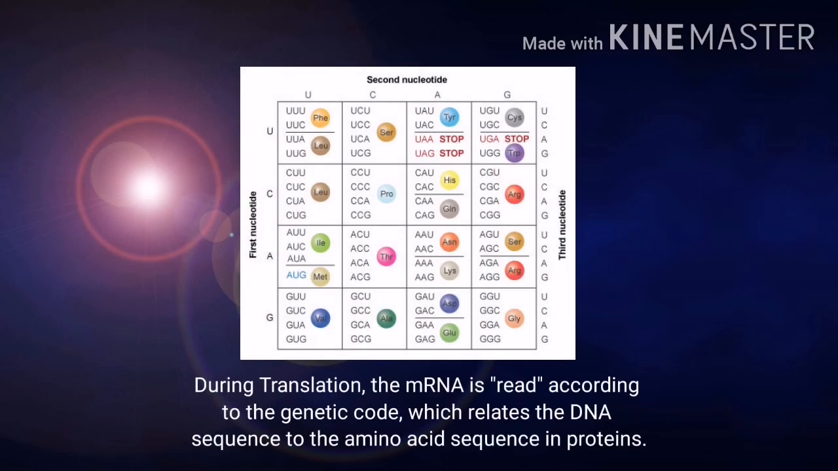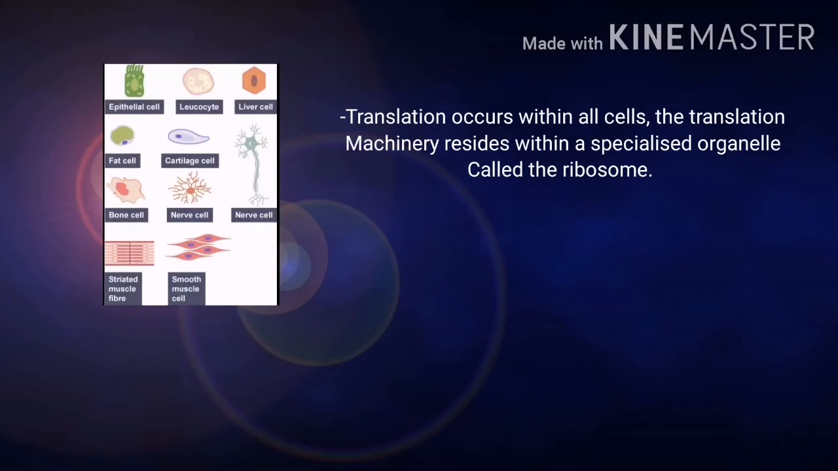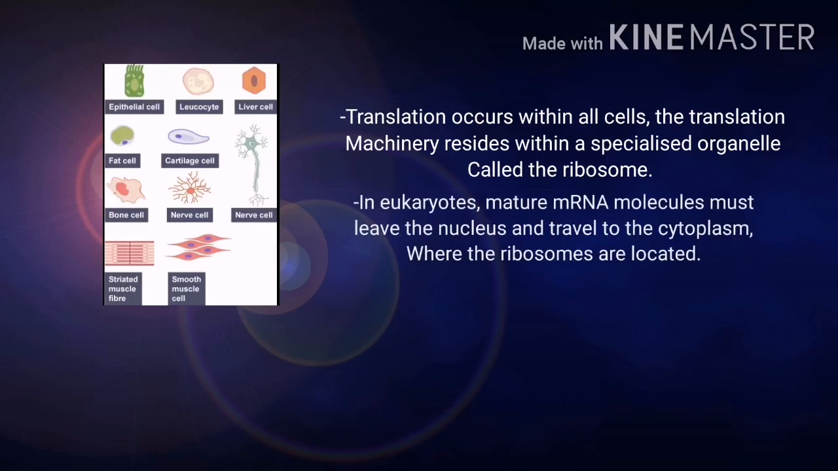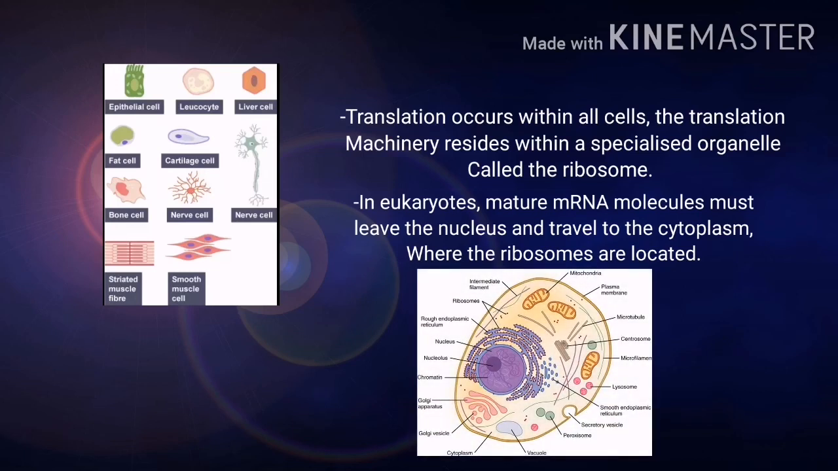During translation, the mRNA is read according to the genetic code, which relates the DNA sequence to the amino acid sequence in protein. Translation occurs within all cells. The translation machinery resides within a specialized organelle called the ribosome. In eukaryotes, mature mRNA molecules must leave the nucleus and travel to the cytoplasm, where the ribosomes are located.